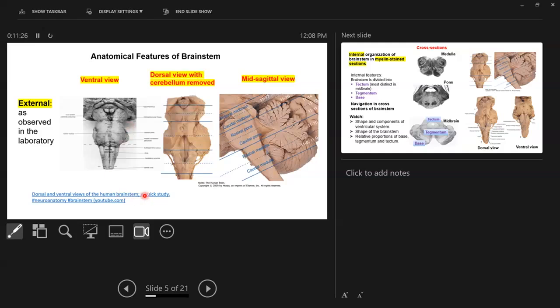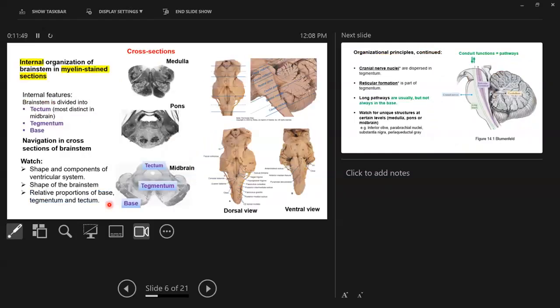Now, a quick study of dorsal and ventral views of a human brainstem is in fact contained in the YouTube channel, the WCU.com Neuroscience YouTube channel, so I recommend you to look at that. This is a portion about the cross sections, the internal organization of brainstem.